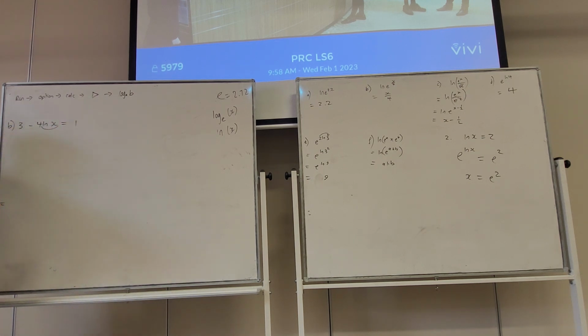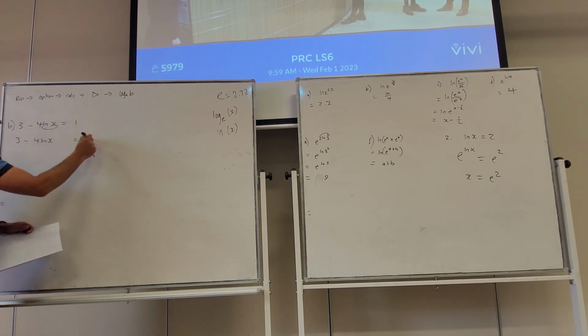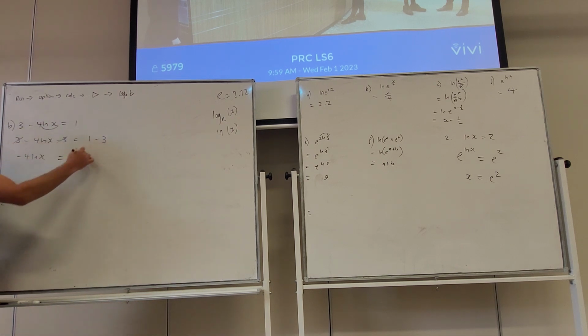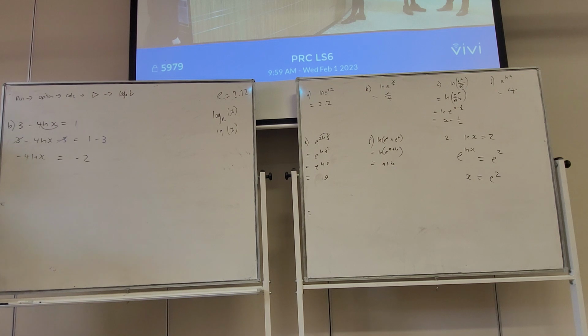So I'm just going to write this out really, really slowly, just to really show the operations that are going on. So we have 3 take 4 ln x, I'm going to leave a space, equals 1. So I'm going to take 3 from both sides. We're maintaining balance. We perform the same operation on both sides. And then look what happens here. We have 3 take away 3. That's going to cancel. All right, so what are we left with? We've got minus 4 ln x equals 1 take 3, minus 2. You can see we're breaking it down. We're slowly getting ln x by itself.